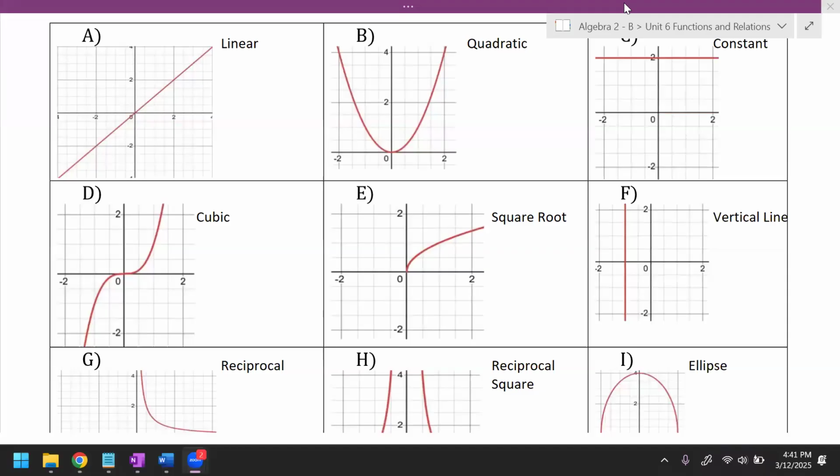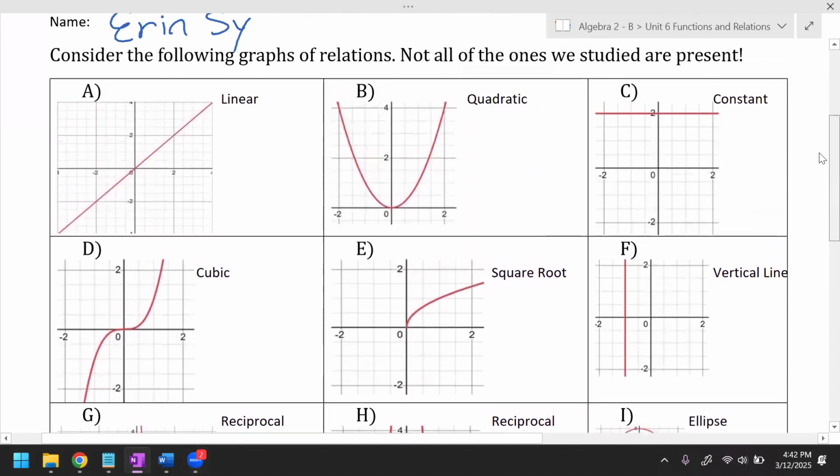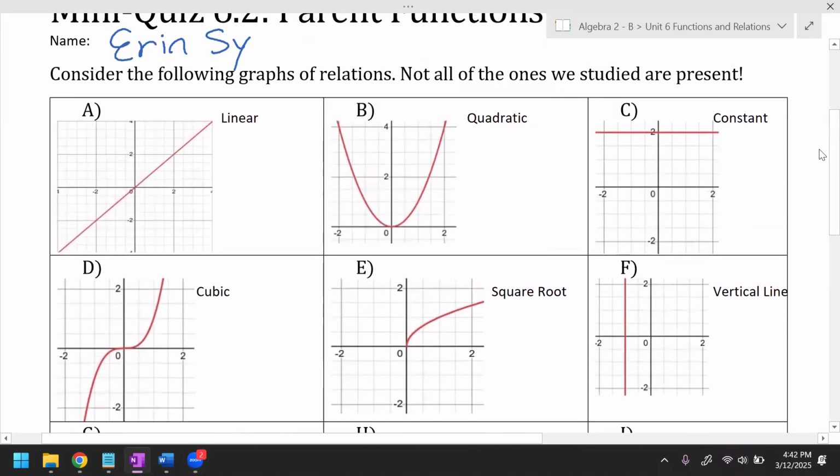Okay, here's the solution video for Miniquiz 6.2. Now, for convenience's sake, I've already written down the names of all of these parent functions and relations. This mini quiz was more of a memorizey one, which I don't like either. That's why I went into math, but some things you just have to memorize. And at least the names of these is something you should memorize. So here you can see the different names.